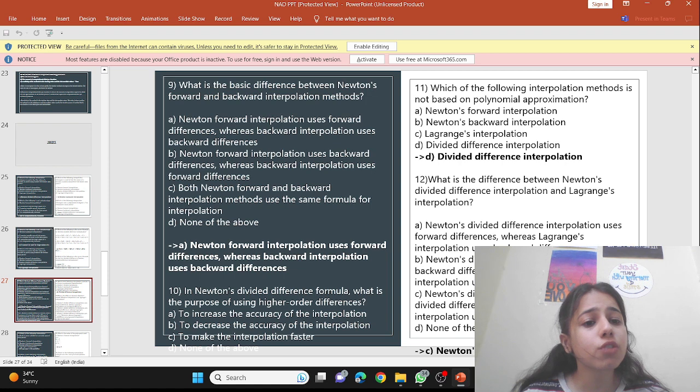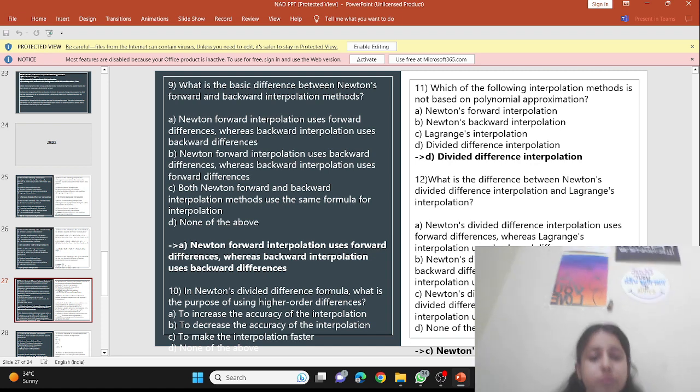11th question is, which of the following interpolation methods is not based on polynomial approximation? A. Newton's forward interpolation method, B. Newton's backward interpolation method, C. Lagrange's interpolation method, and D. Divided difference interpolation. The divided difference interpolation method is not based on polynomial approximation, and all the other interpolation methods, that is Newton's forward, Newton's backward, and Lagrange's, are all used for polynomial approximation.